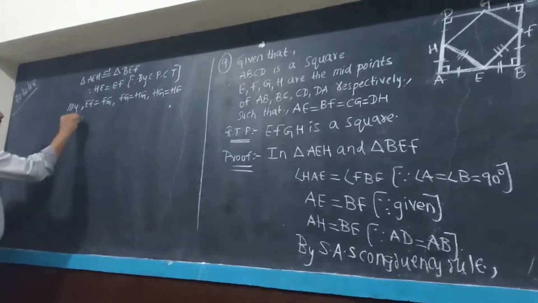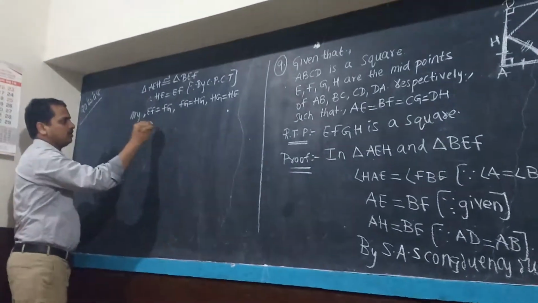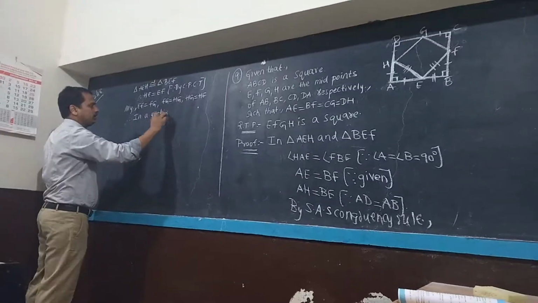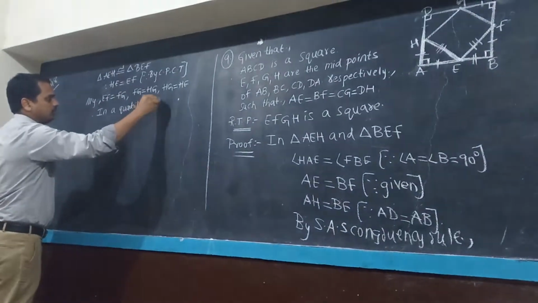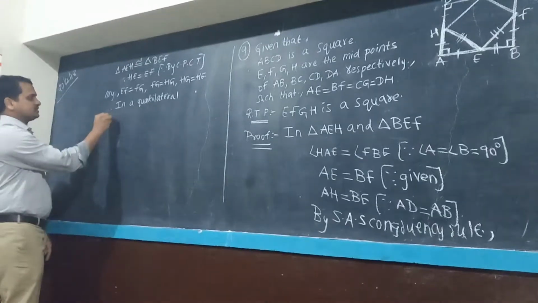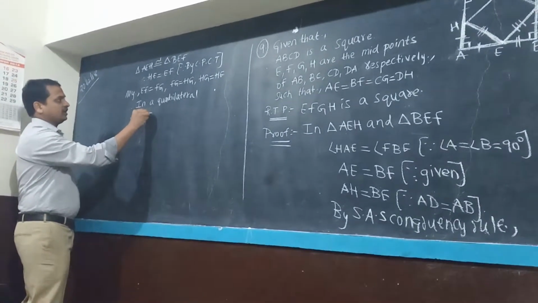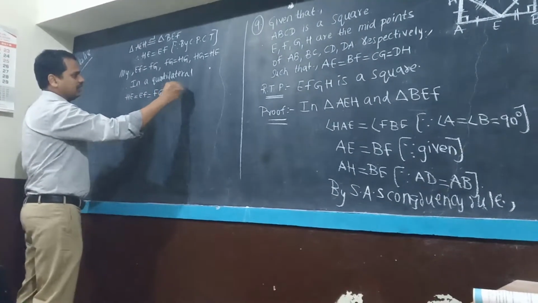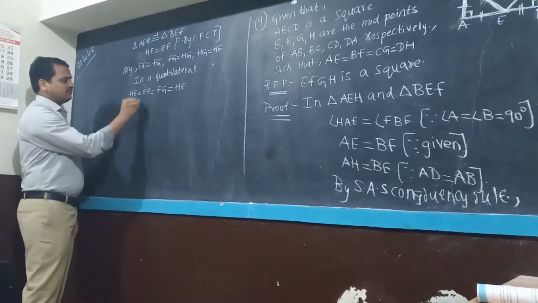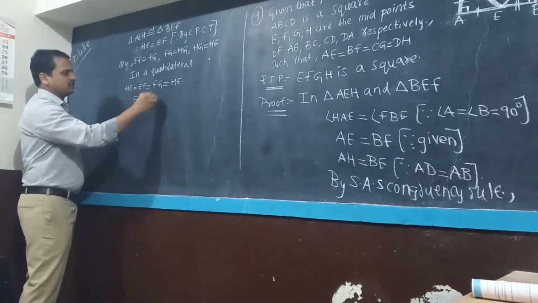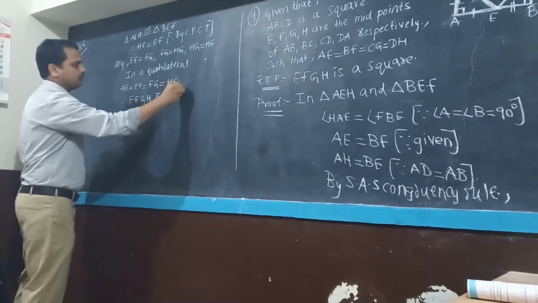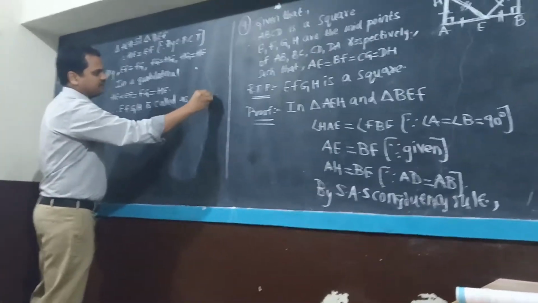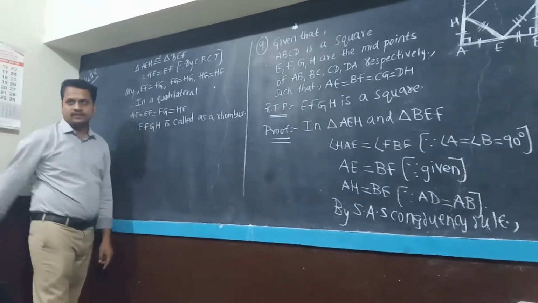Therefore, in a quadrilateral, if all these sides are equal, HE is equal to EF is equal to FG is equal to HG, then EFGH is called a rhombus.